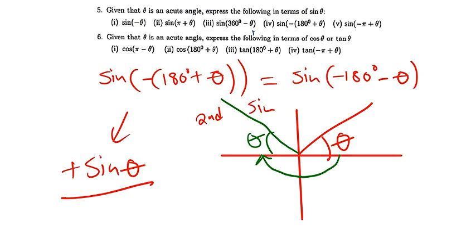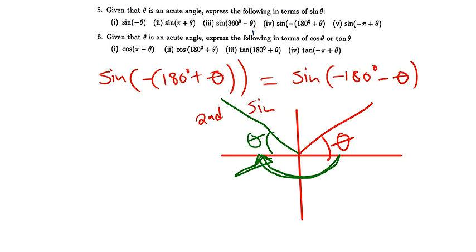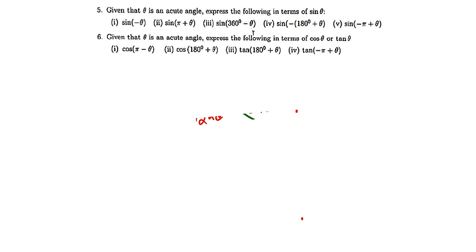If you're not confident going direct, you can distribute the negative: move negative 180, which means you move clockwise, and then minus theta, which also indicates you're still moving clockwise. You end up with the same answer in the second quadrant. So we've seen how we can express these angles in terms of sine theta by understanding the quadrants. The same principle can be applied to question 6, so pause the video and try out these ones as well.